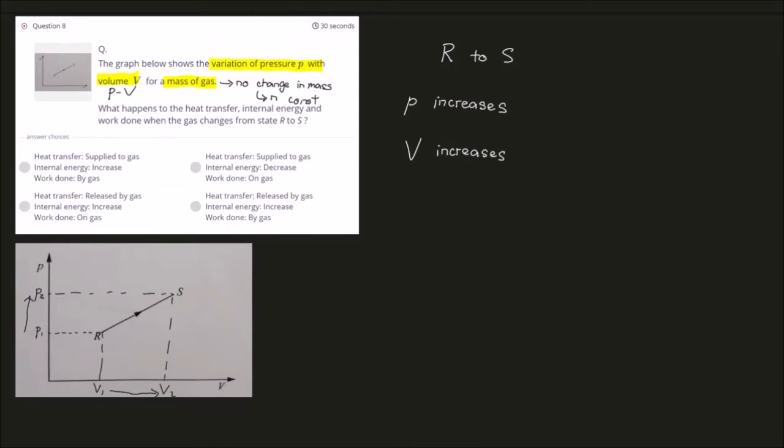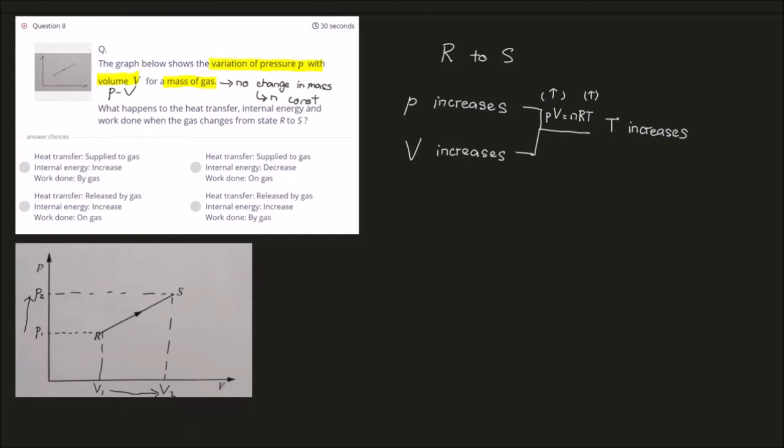If you know that P increases and V increases, and your n is constant, then under the idea of PV equals nRT, if these two things increase, then your temperature will increase as well. So T increases.